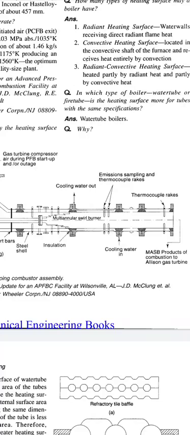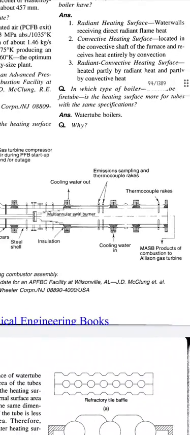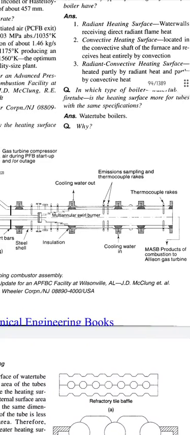On the right side of the topping combustor assembly we can see the MASB products of combustion to the Allison gas turbine. MASB means multi-annular swirl burner.